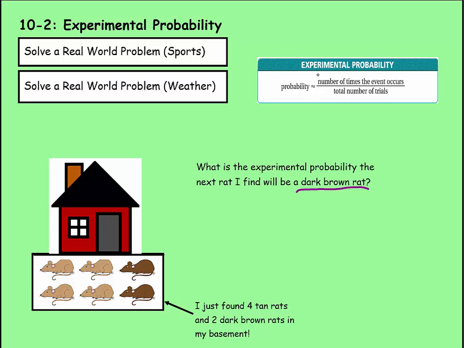Experimental probability takes what you've already known based on experiments or data you've collected and turns it into probability for the next one. So the formula is the probability, or experimental probability, is the number of times the event occurs over the total number of trials. So in this case, the number of events that occur, the number of brown rats that I see, are 2 over the total number of trials, or the total number of rats, which is 6. If I simplify that, so 1 out of 3, I could determine that there's a 1 out of 3 chance that the next rat I find will be a dark brown rat.